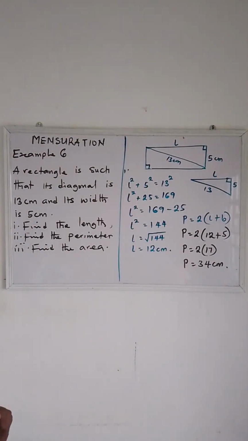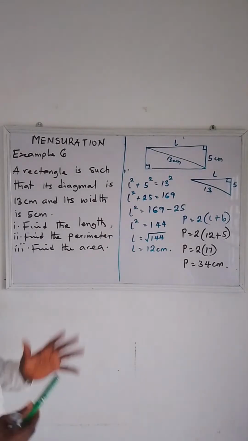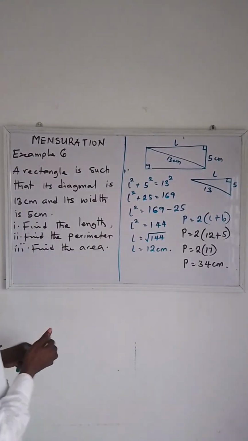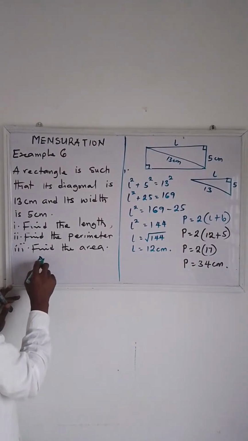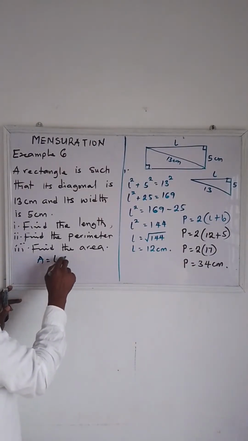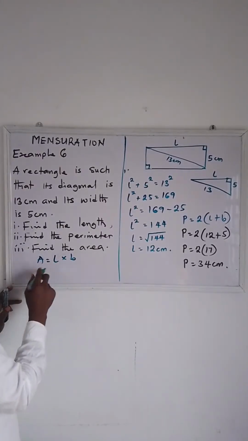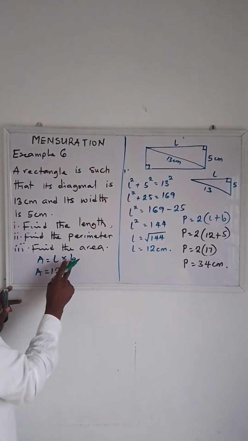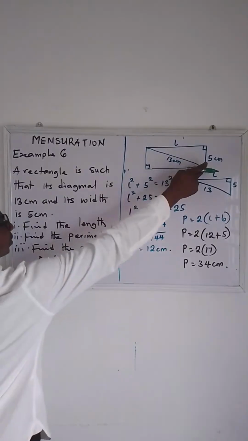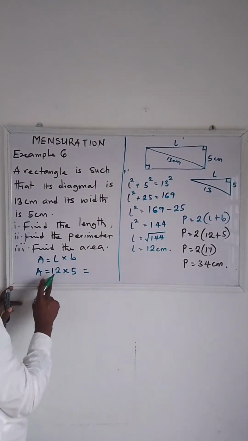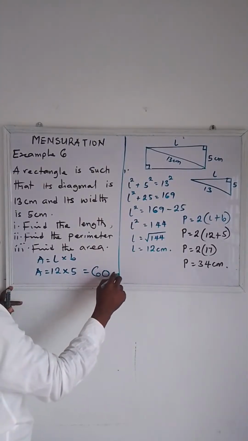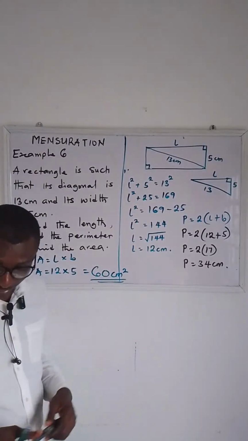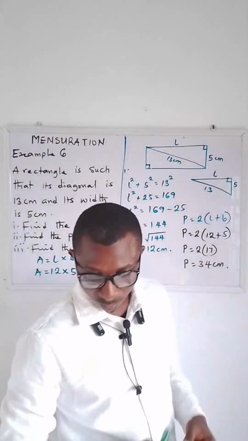So now the last one, you have to find the area of the rectangle. Area. So now let's see. Area of a rectangle is length times breadth, or length times width. So we have area to be equal to the length, which is 12, times the breadth, which is 5. And when you multiply this, you have 60 centimeter square. 60 centimeter square. And that is the answer to the problem.